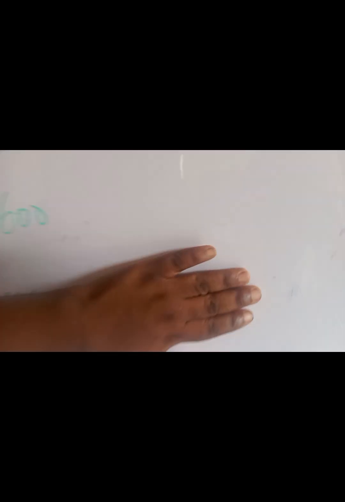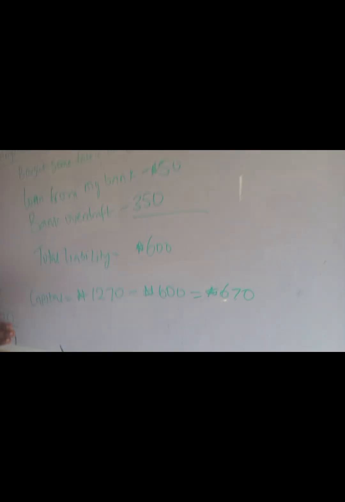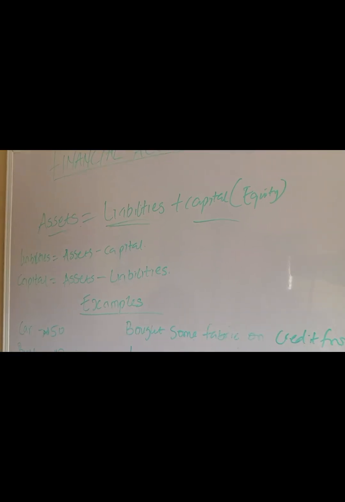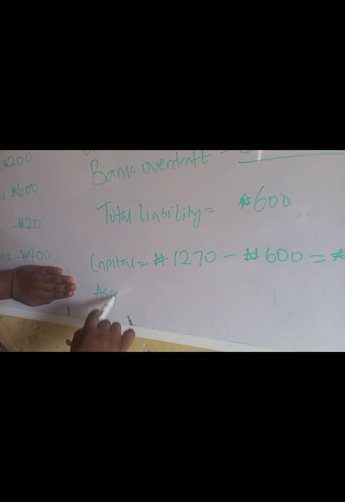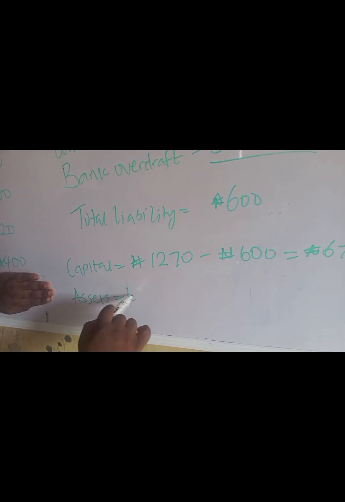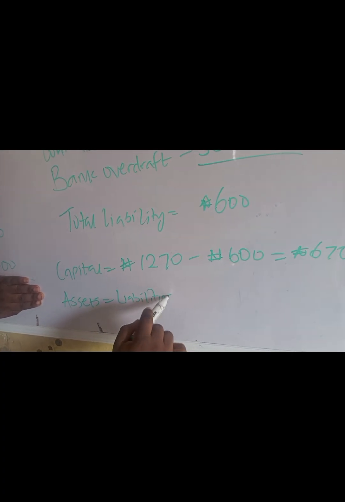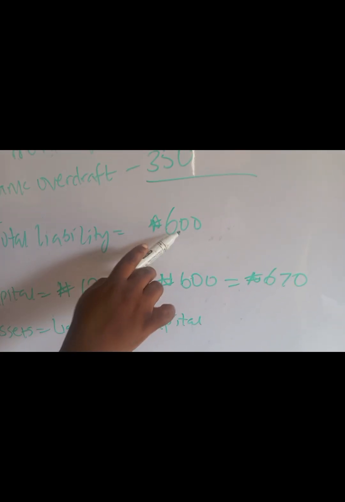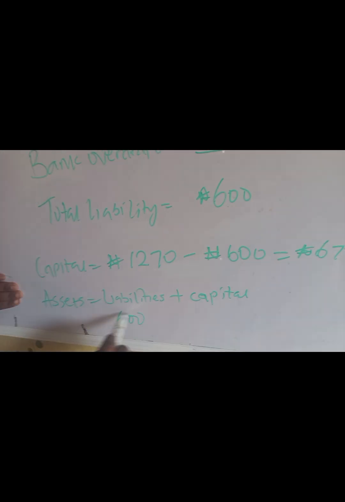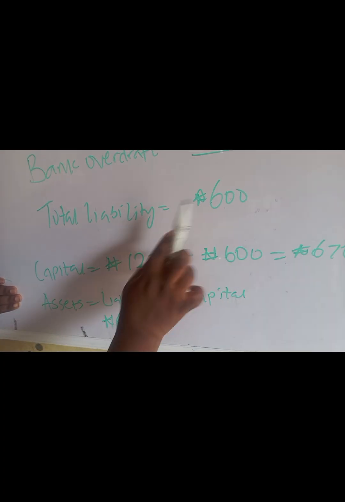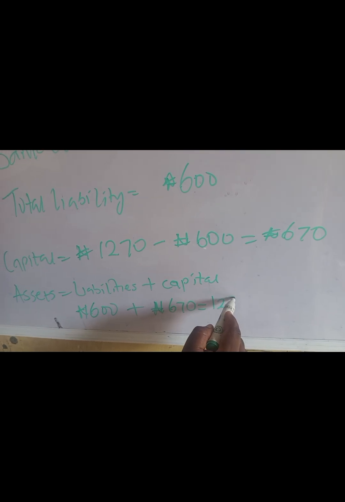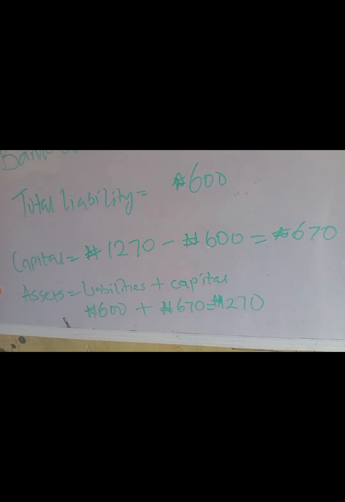So let's assume I know what my capital is. I don't know what my asset is. We can use this formula now. Asset equals liability plus capital. So let's say my asset equals liability plus capital. Now my liability is 600 naira plus my capital 670 naira equals 1,270.